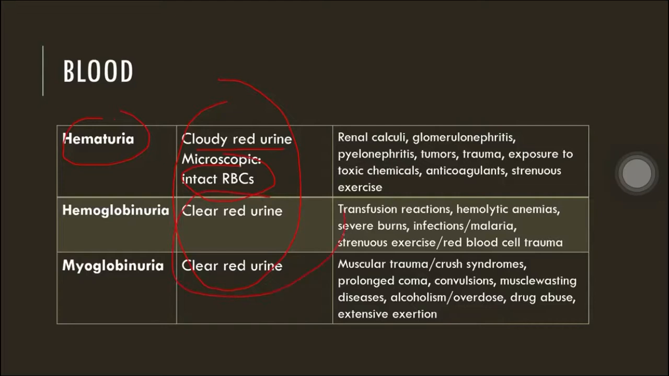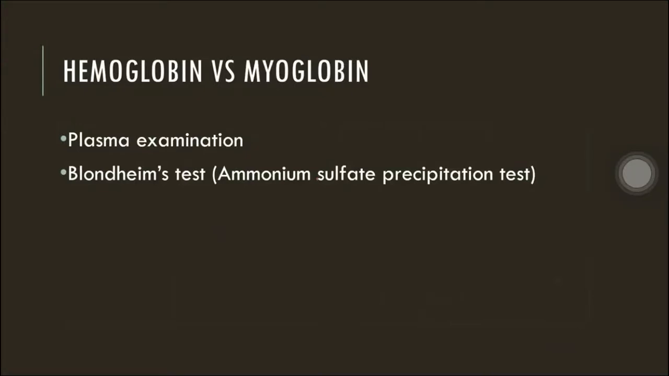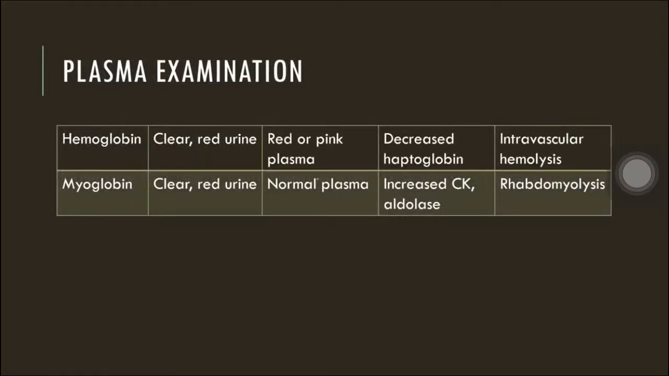So how will you differentiate hemoglobinuria and myoglobinuria? You can use two ways, plasma examination or the Blondheim's test or the ammonium sulfate precipitation test. For plasma examination, titignan mo yung plasma. Again, pareho silang clear red urine. But if you look at the plasma, pag may present ng hemoglobin in cases of, for example, hemolytic anemia, may red or pink plasma. For myoglobin, for example, muscle wasting diseases, crush injuries, normal yung color ng plasma.